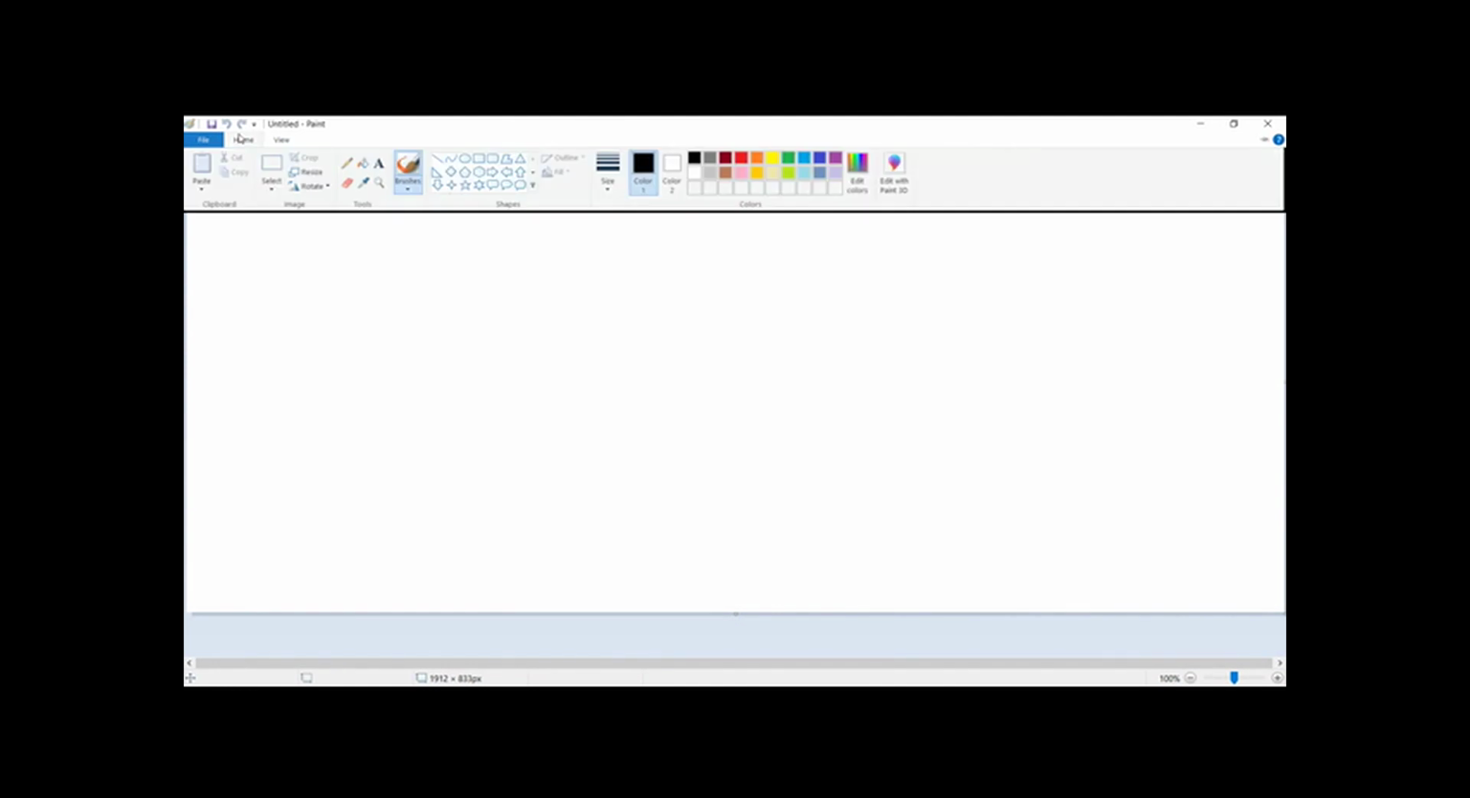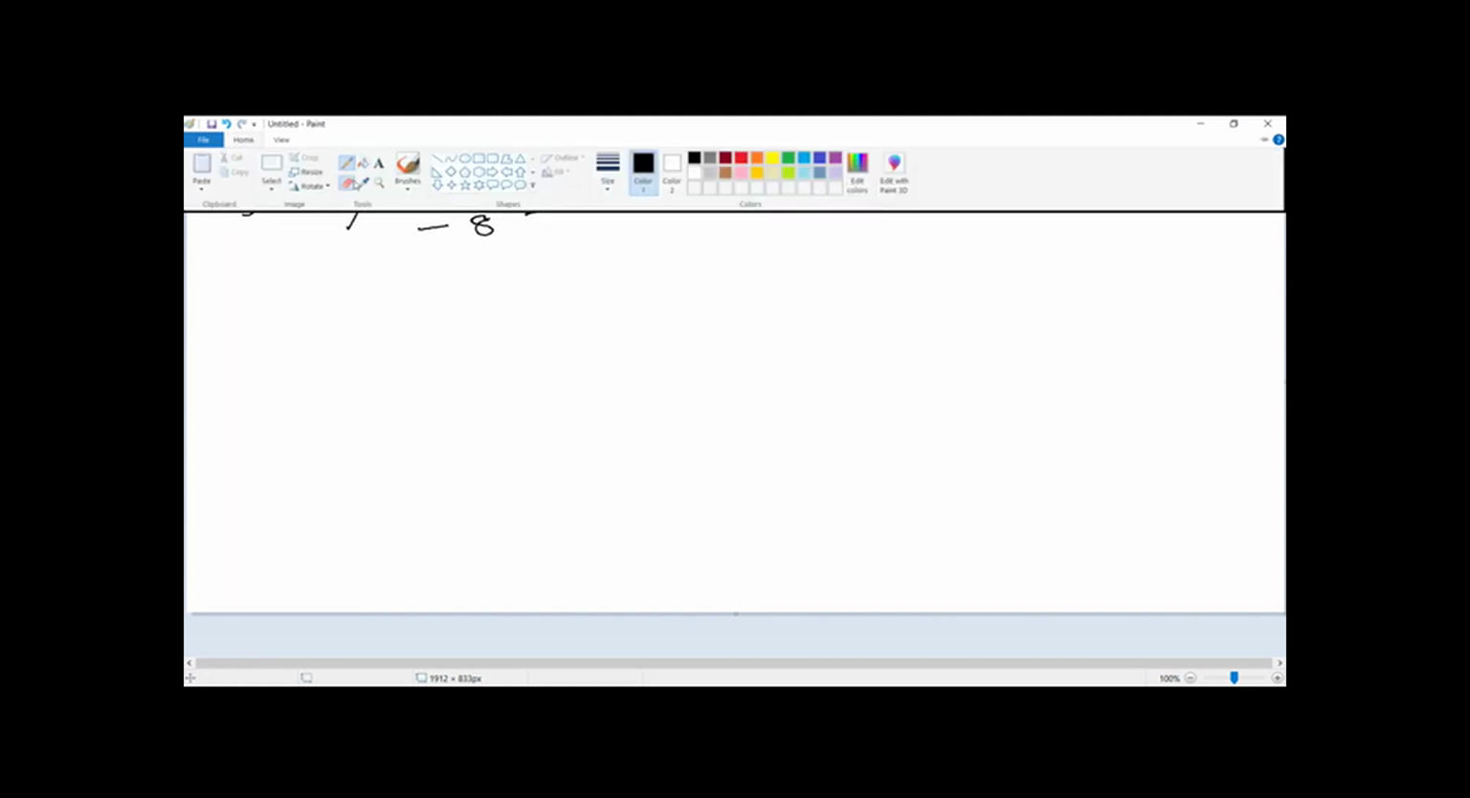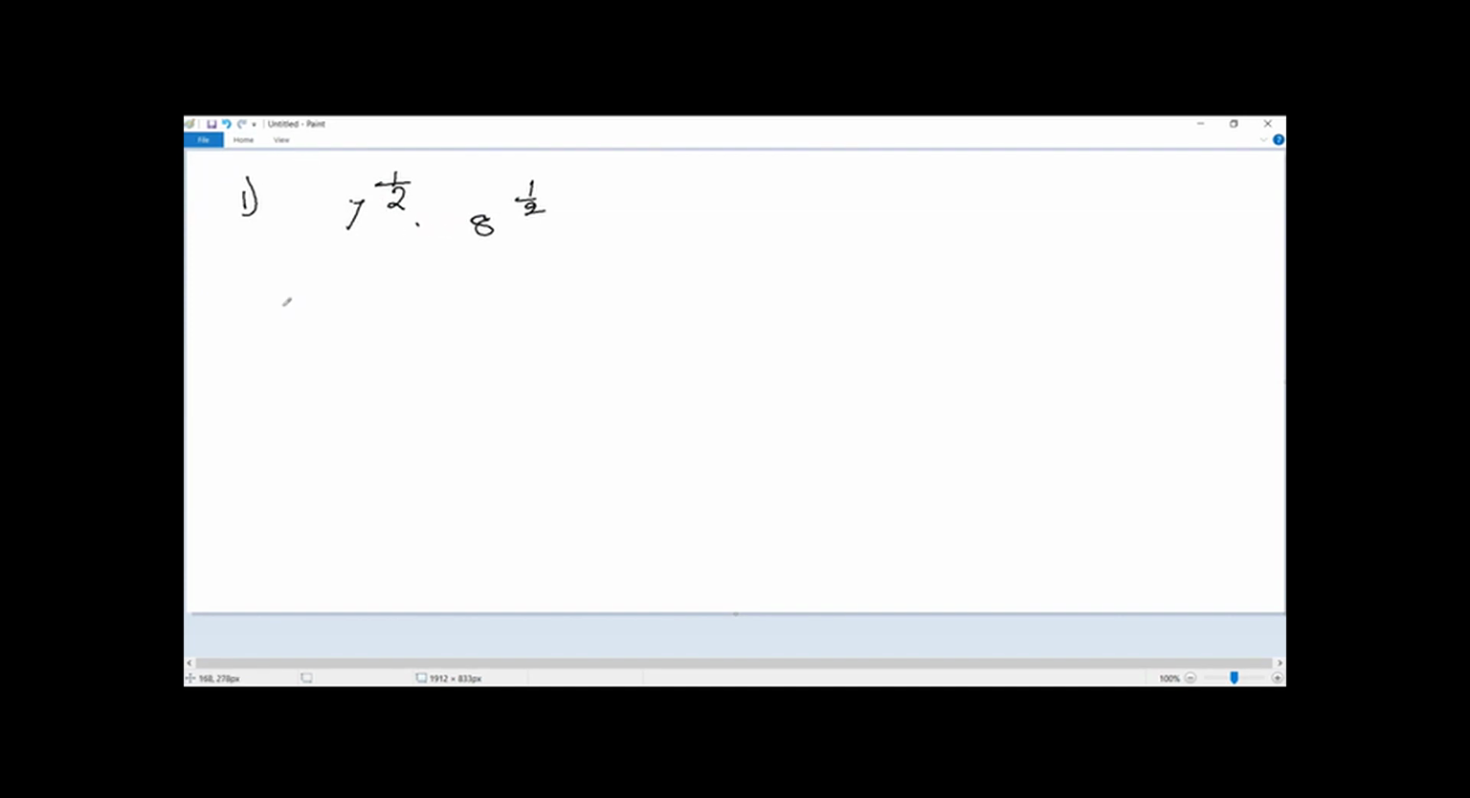First question. 7 to the power 1 by 2 minus 8 to the power 1 by 2. Not minus, multiplied. 7 to the power 1 by 2 multiplied by 8 to the power 1 by 2. What is the answer? Everybody will write, but Aishwarya will answer. What is the answer, Aishwarya?